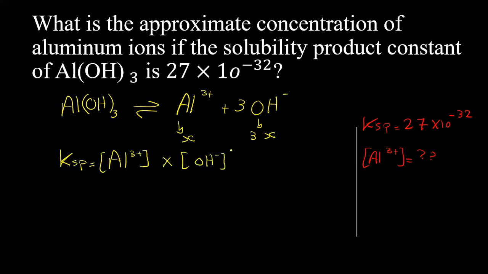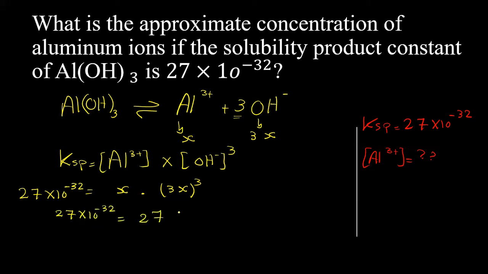But here it will be raised to the power 3. Why will it be raised to the power 3? Because you have here 3 moles. After that, for the aluminium, it will be X multiplied by 3X raised to the power 3. And the value here for Ksp is 27 multiplied by 10 raised to the power negative 32. So here you have 27 multiplied by 10 power negative 32 equals 27X raised to the power 4.